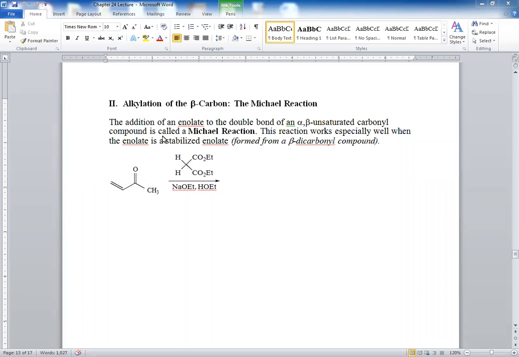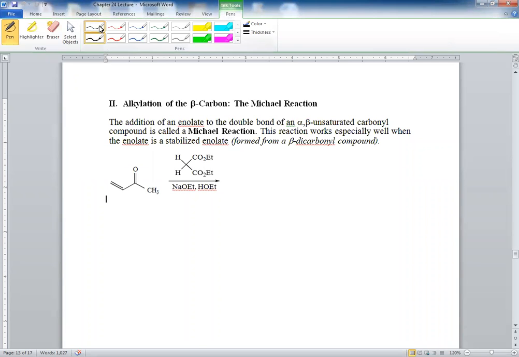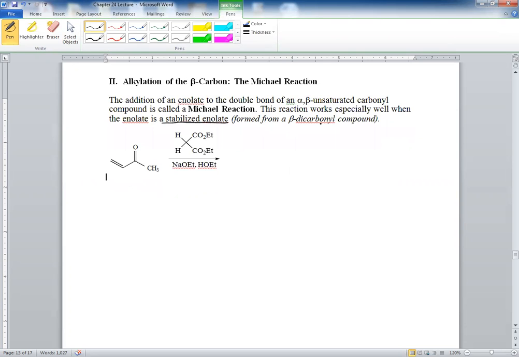So this is very important. You have to have a stabilized enolate. And we're going to look at examples of these. We've already seen some, but again, we will see them. So stabilized enolate, and again, formed from a beta dicarbonyl compound. So once again, go back a few pages, and then you will see the beta dicarbonyl when we did the aldol and the Claisen. But let's begin. So this is the reaction right here.